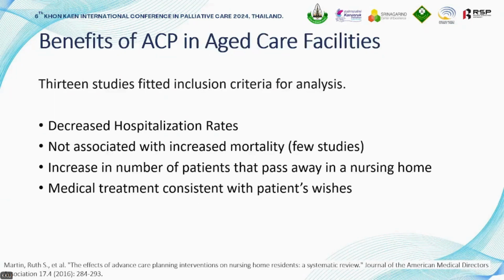If you look at the nursing home literature or aged care facility literature, the number of studies are much less, but you see a similar trend. Once we do advanced care planning in the nursing homes, you tend to see a reduction in the people that use hospitals. Interestingly, if you do advanced care planning in nursing homes, at least for a few studies, you do not show that you are increasing mortality. More people will pass away in the nursing home instead of in the hospital. And lastly, we tend to have more patient concordant medical treatment. But this is all literature. This is what has been reported.